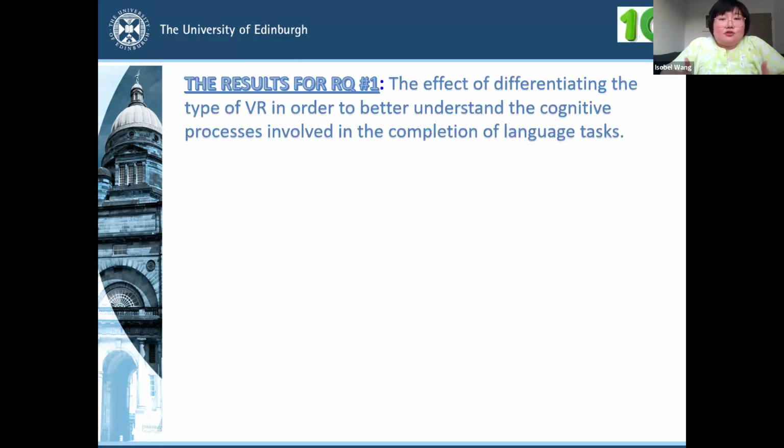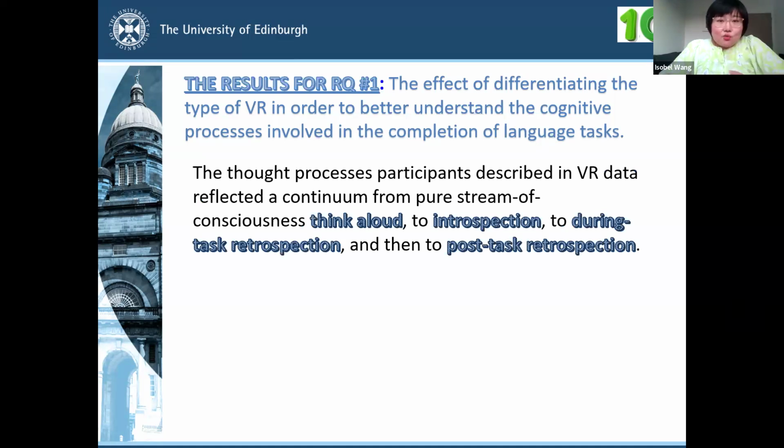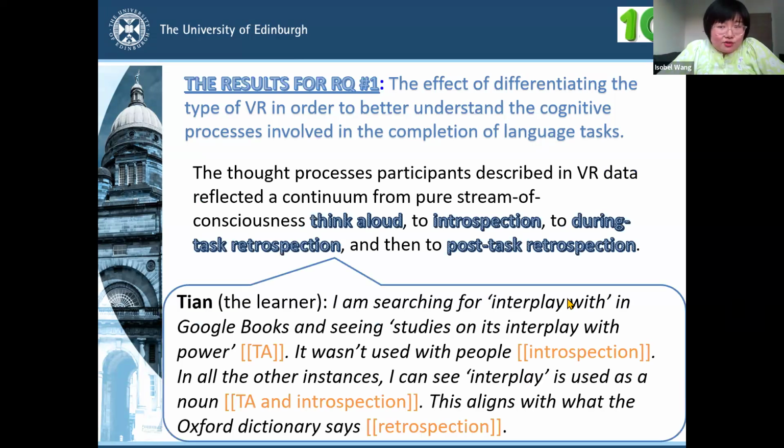So let me talk about our research findings in response to the first research question, in terms of the effect of differentiating the type of verbal report in order to better understand the cognitive processes involved in completion of language tasks. What we found is the thought processes provided by our participants reflected a continuum from pure stream of consciousness think aloud to introspection to during-task retrospection and then to post-task retrospection.